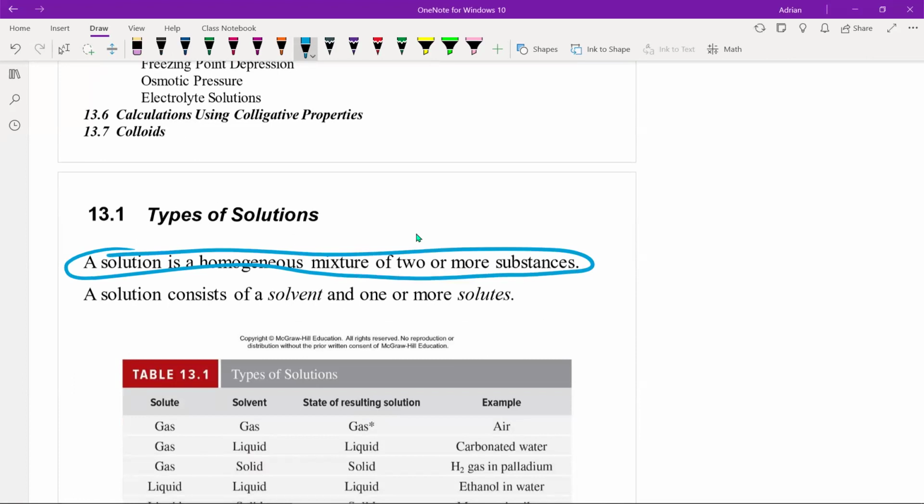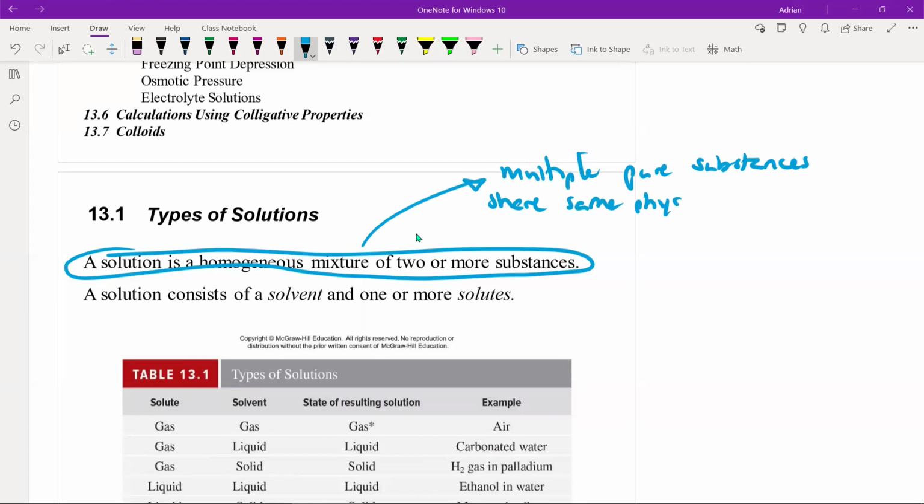And we actually talked about mixtures, homogeneous, heterogeneous mixtures way back at the beginning of the semester. So remember, a homogeneous mixture is where we have multiple pure substances that share the same physical space. They're not chemically combined, right? That's why they're mixtures and not compounds. Multiple pure substances share the same physical space.